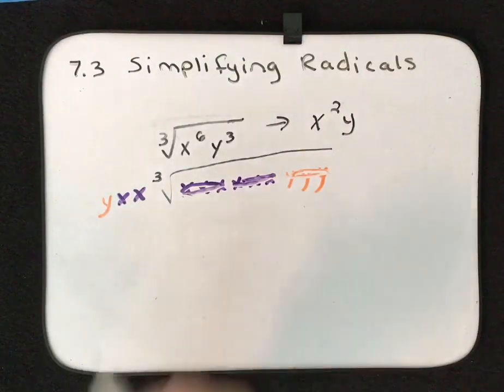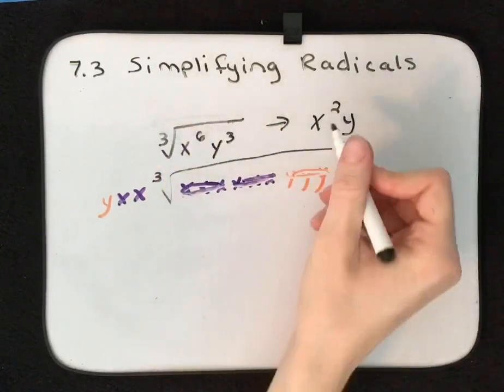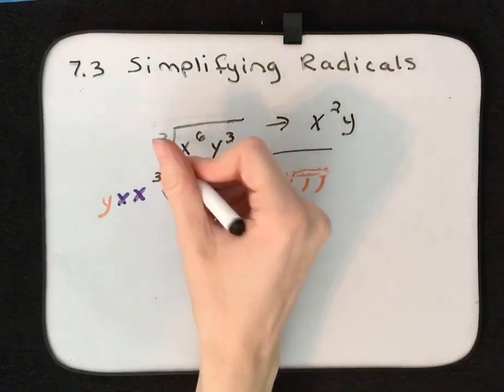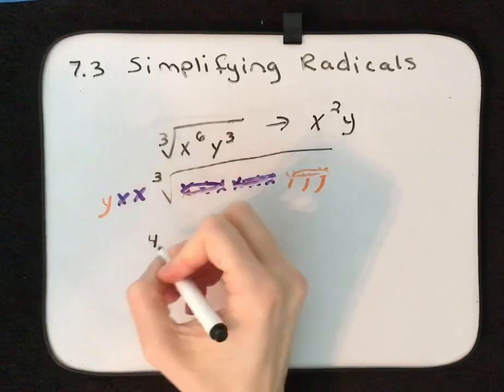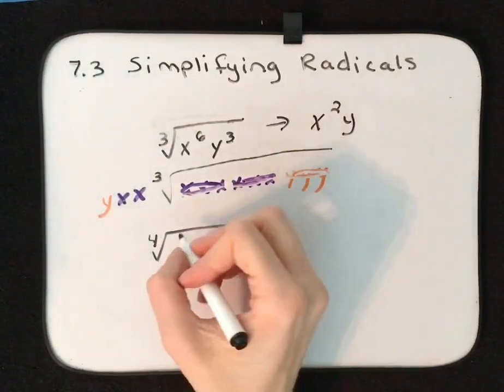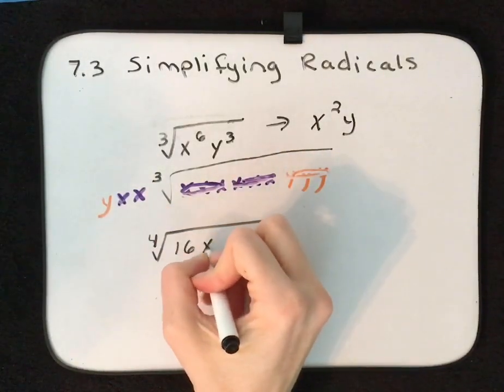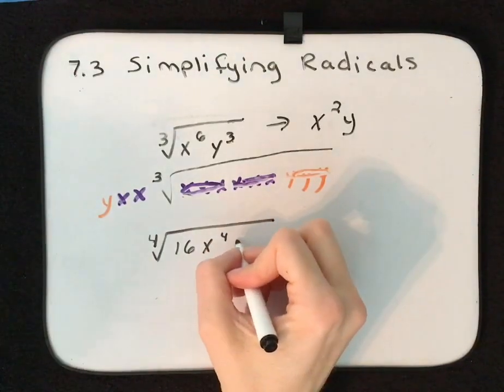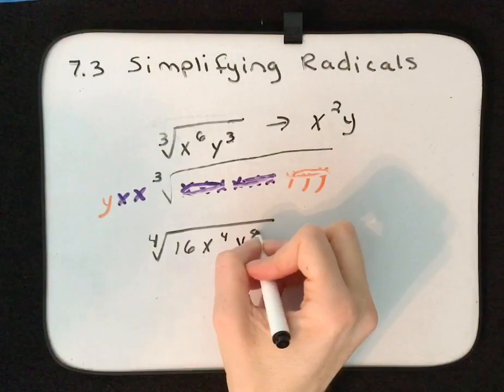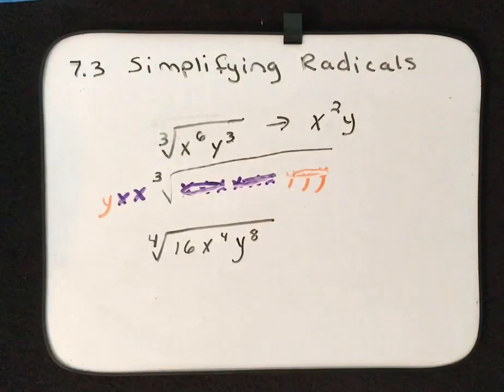Or look at your division. 6 divided by 3 is 2. 3 divided by 3 is 1. Let's look again. The fourth root of 16, x to the fourth, y to the eighth.